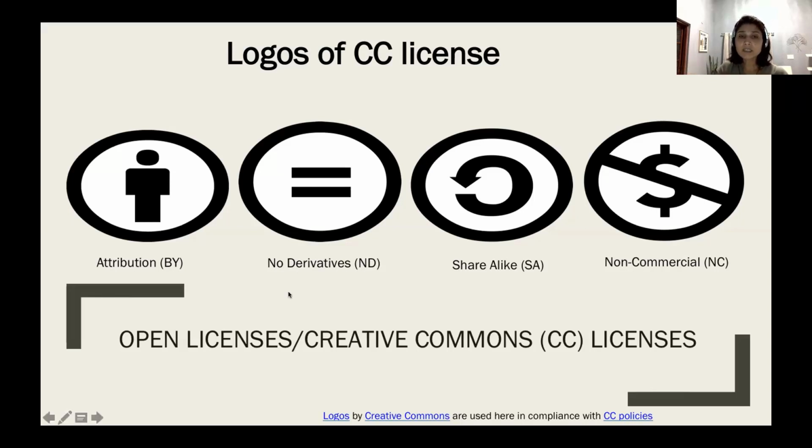This logo, no derivatives, means no additions could be done. That means you can use the original author's work, but you cannot do any add-ons. You cannot modify. This logo means you can use the original author's work as your work, but you need to share alike. When I say share alike, it means share alike with the same license with which the original author has shared it. Non-commercial means you can use the work and redistribute it, but you cannot use it for any commercial purposes. You cannot use it to generate any royalty by using the original author's work.